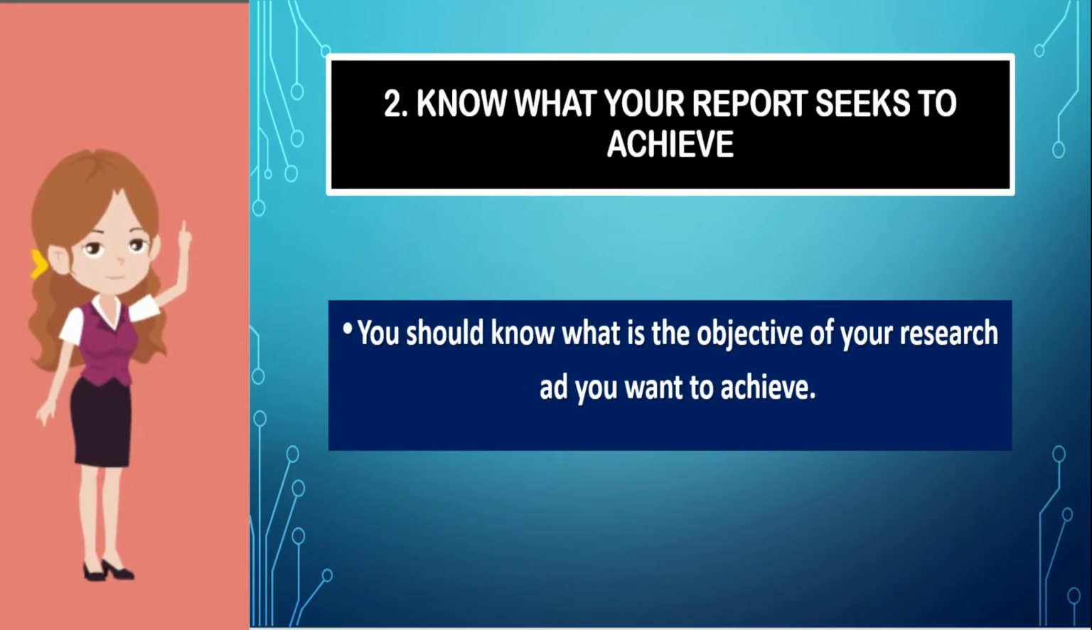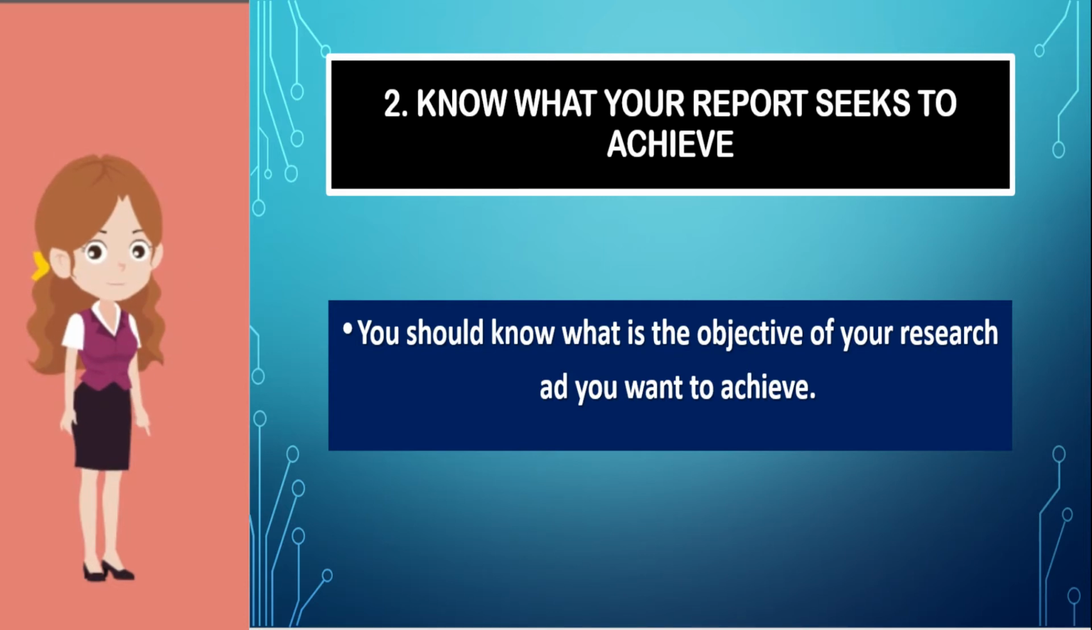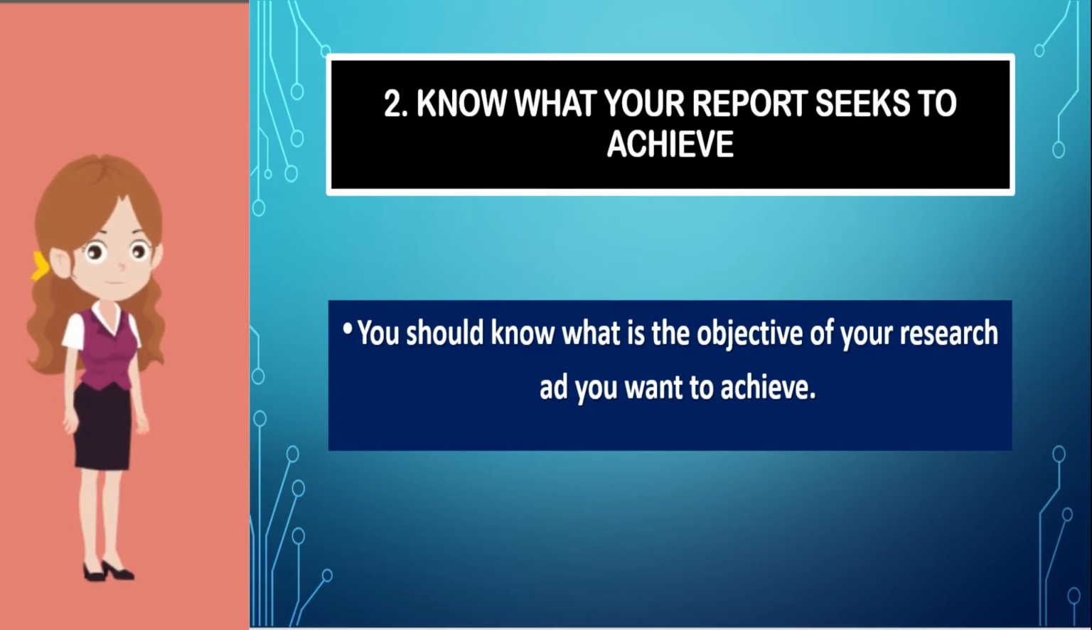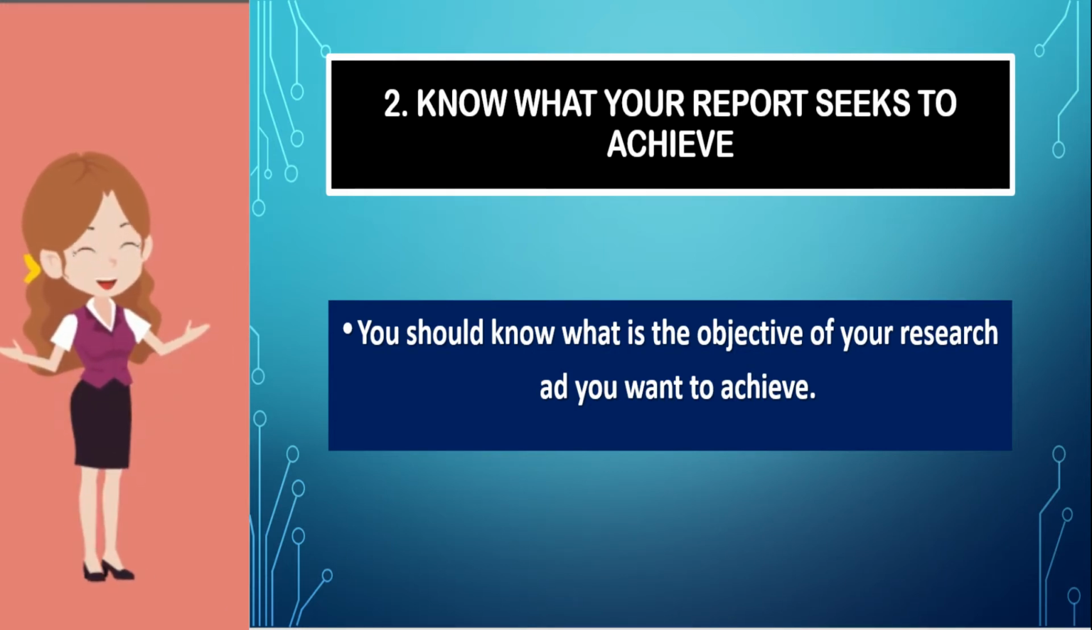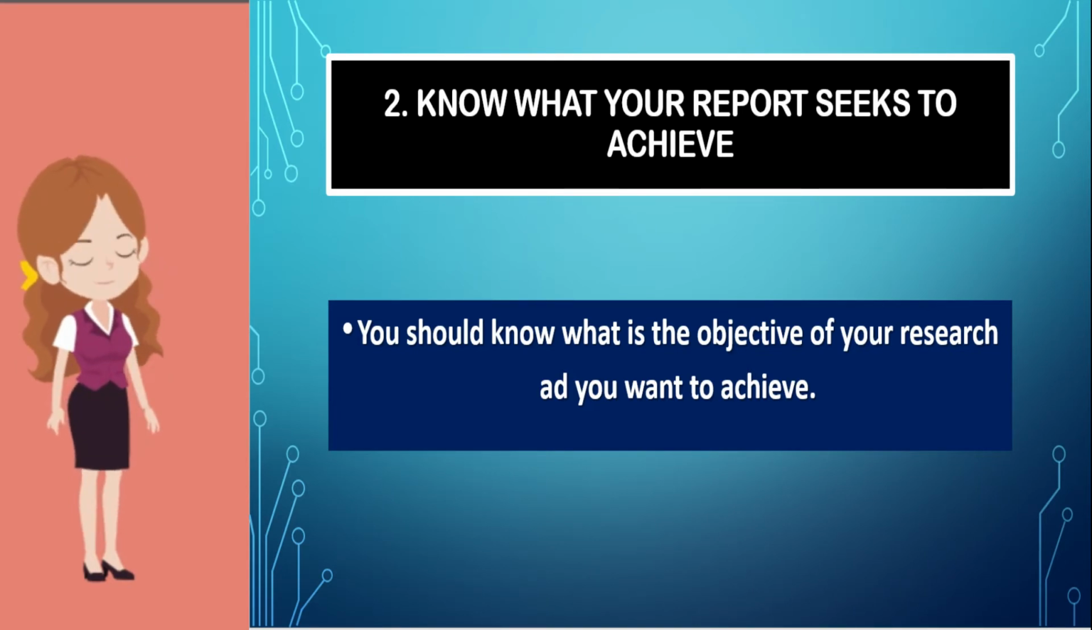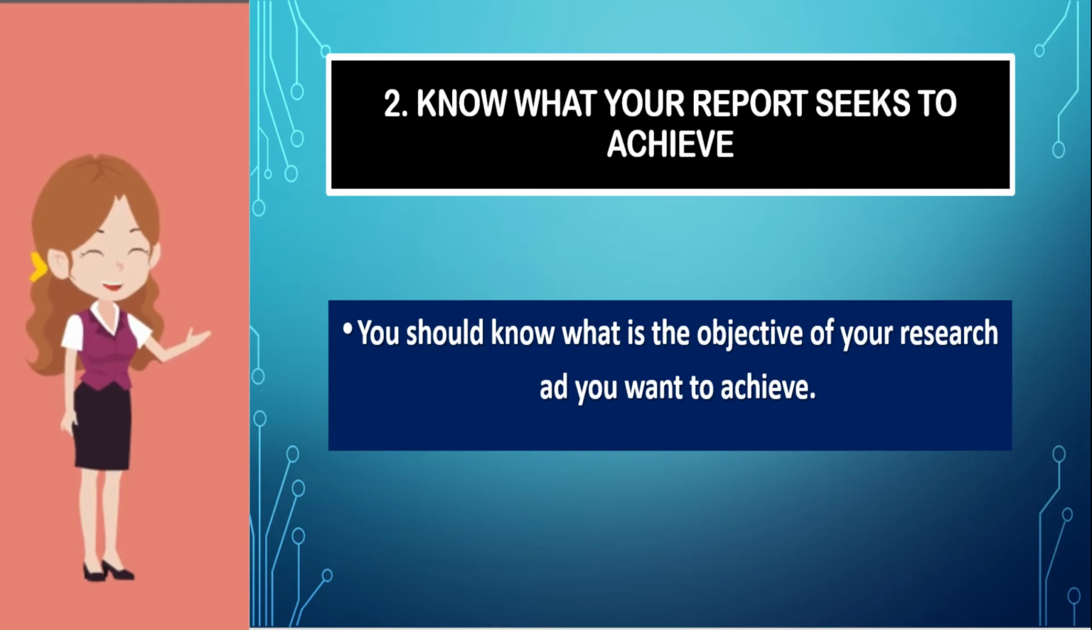Second point is to know what your report seeks to achieve. This is somewhat similar to the point I discussed before because in some way the aim of your research report is related with the objectives of your systematic investigation. Identifying the primary purpose of writing a research report would help you to identify and present the required information accordingly.